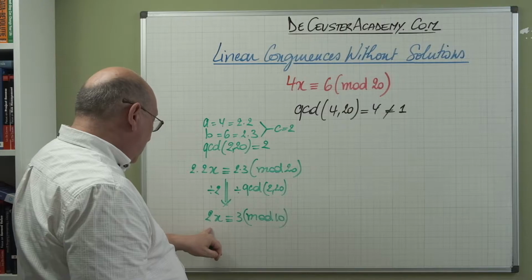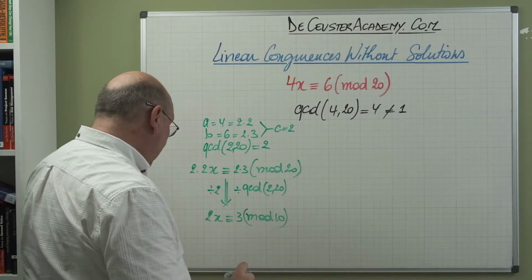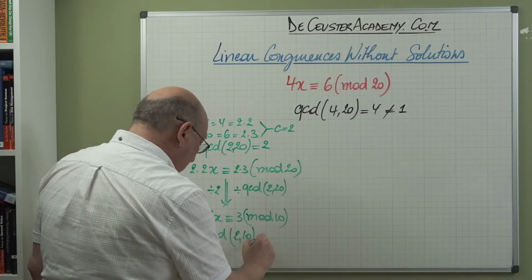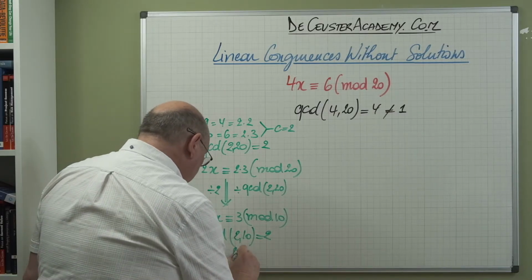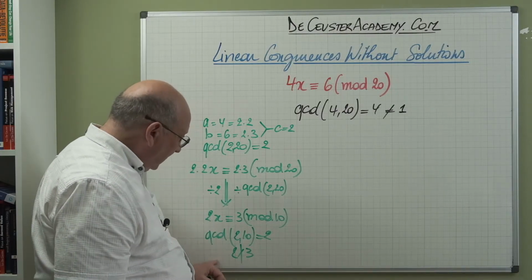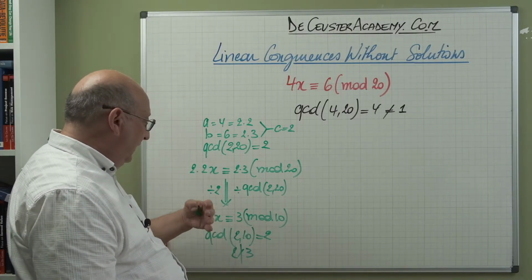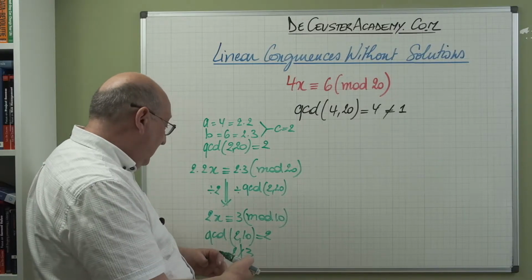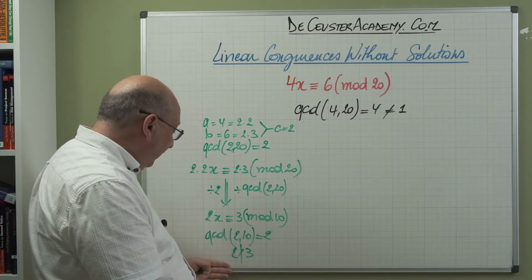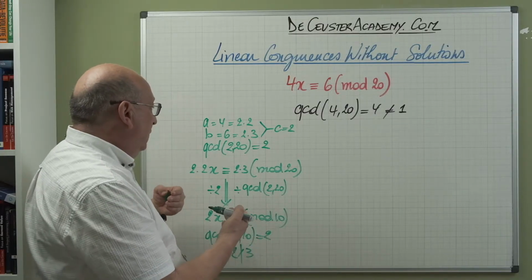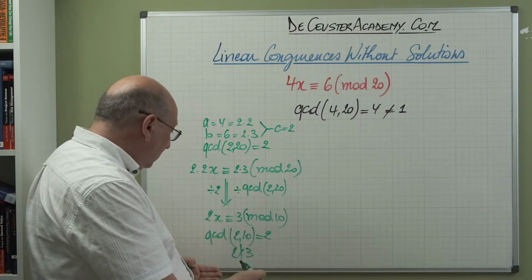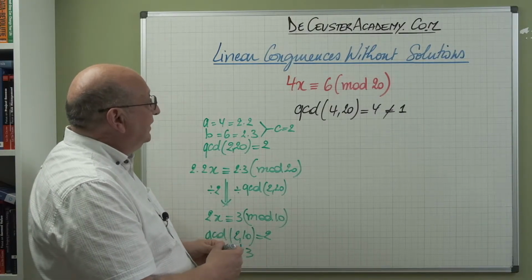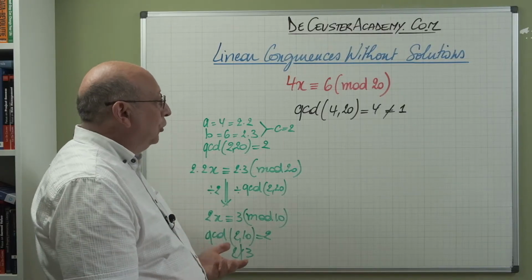And we see that there is a common divisor here. The GCD of 2 and 10 is equal to 2, but 2 does not divide 3. So although we found a simplified congruence that we hoped would give us a solution, we see that this is not the case. The reduced linear congruence in the modular space 10 has no solution, and that also means that the original congruence has no solution.